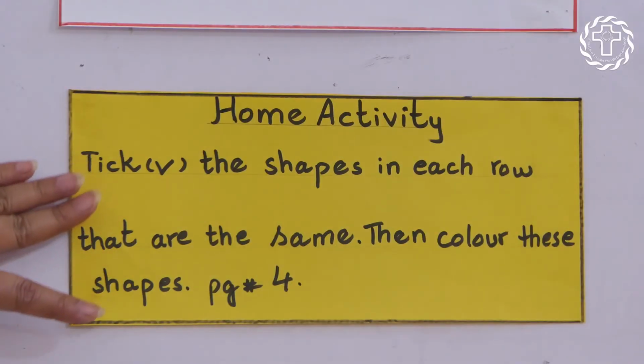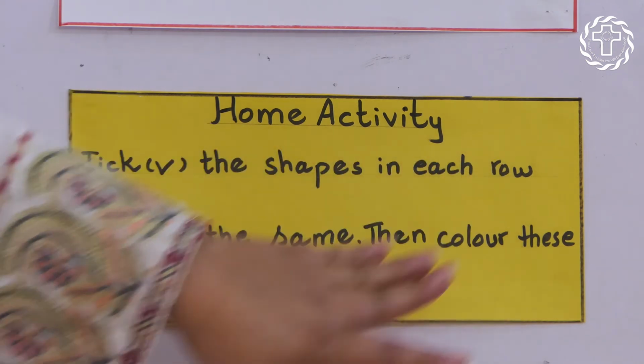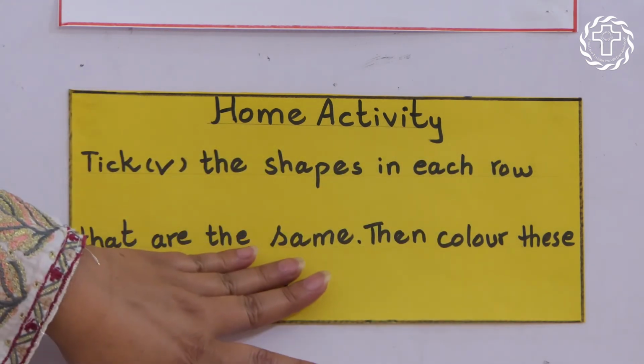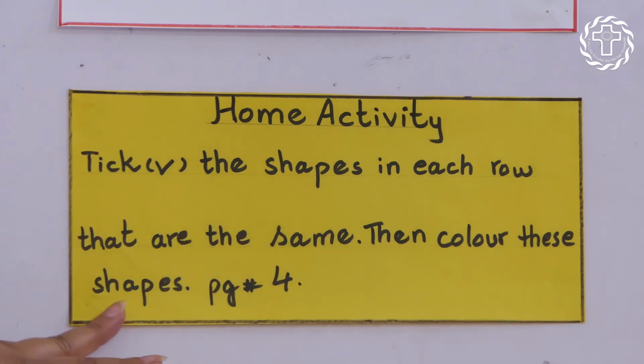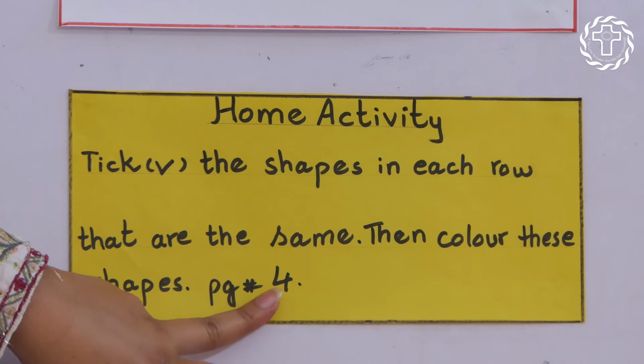This is your home activity. Tick the shapes in each row that are the same. Then color these shapes. This is on page 4.